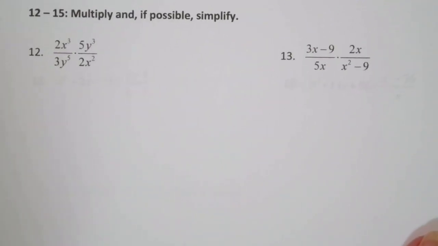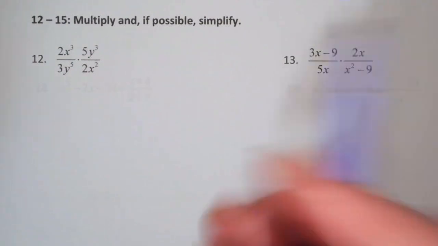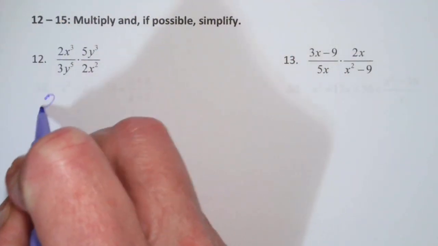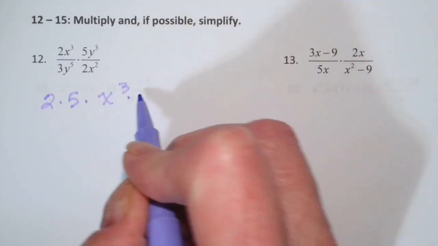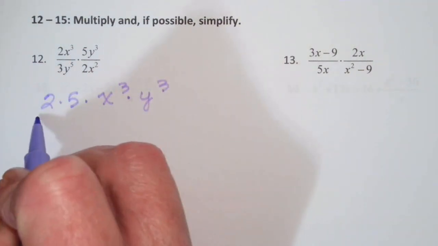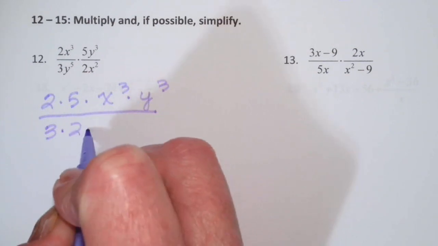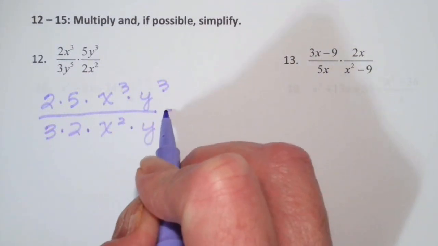All right, if I'm multiplying polynomials, I multiply straight across. Okay, and I also want to factor in there as well. So if I'm dealing with monomials, really it's just a matter of reorganizing these things. So I'm going to write this as 2 times 5 times x to the third times y to the third divided by 3 times 2 times x to the second times y to the fifth.